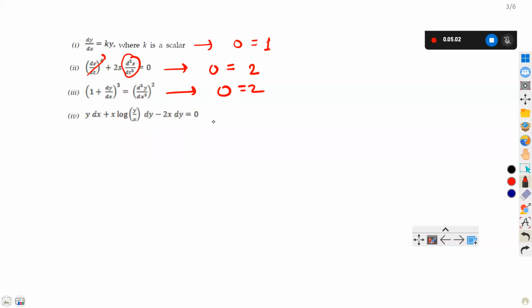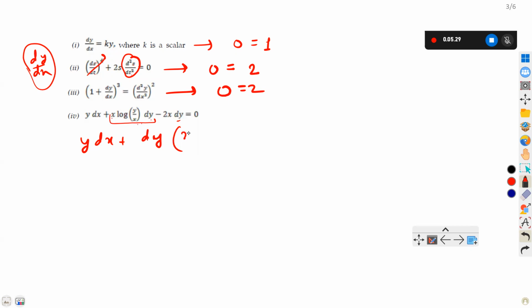So here we don't see any derivative in the form of dy by dx. There is no dy by dx here. So one thing we can do is change this equation into dy by dx form. Okay, so how can we do that? First, we have two dy terms here, so we can take dy common.